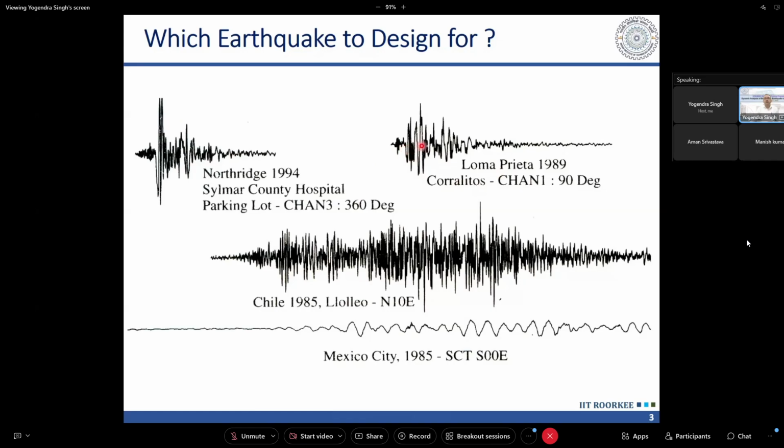Then let's see first the Chile earthquake, then we'll come back to the Loma Prieta earthquake. If you look at the Chile earthquake, there is medium amplitude, but that amplitude is continued for long duration. So the duration of shaking is very large. Now, in case of earthquake, this duration of shaking is also important. It is like every pulse of earthquake, when it comes, it causes some damage to my structure.